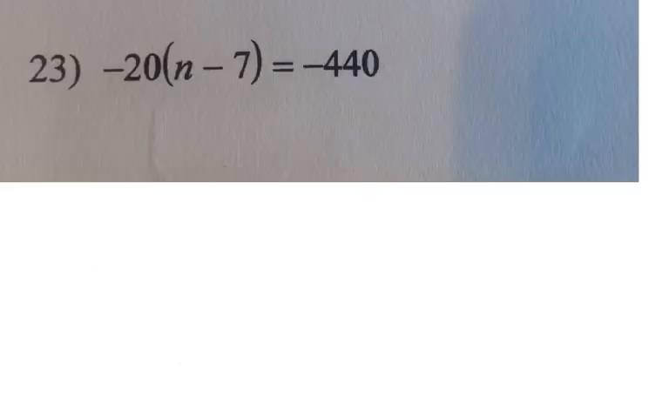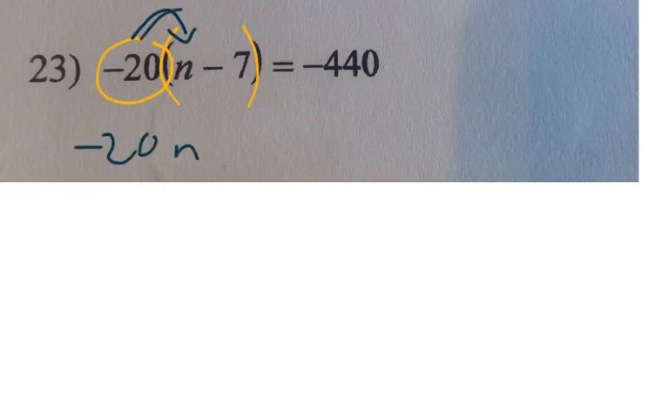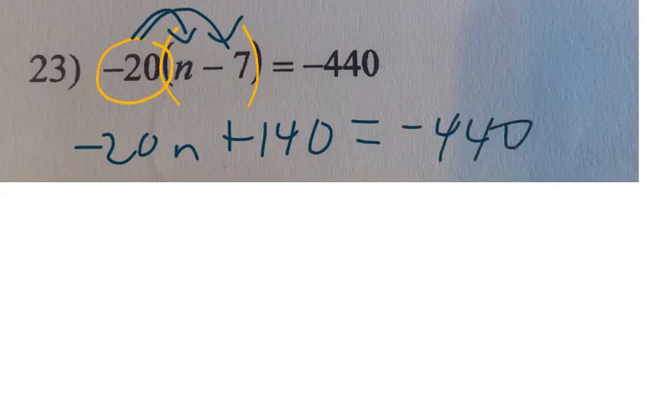Okay, let's do one more. On this one here, I want you to notice I have this negative 20 on the parentheses here. So what did we learn a couple weeks ago? We're going to do the distributive property, right? So negative 20 times n is negative 20n. Negative 20 times negative 7, positive 140 equals negative 440. So now that I have the distributive property done, guys, no more parentheses, let's go ahead and solve it. Should I handle the times first or the plus 140 first?